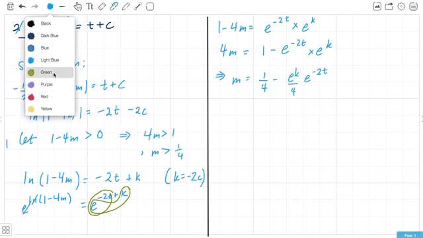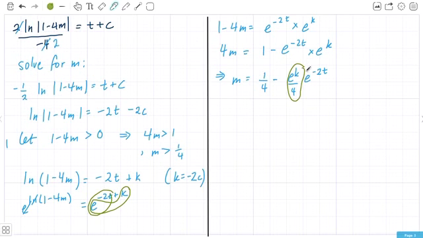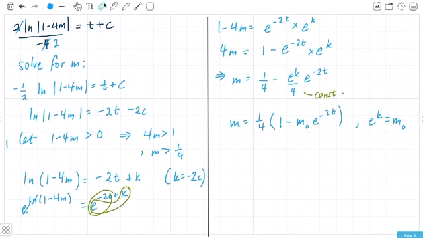Just to make this a nicer looking solution, I know that this is all a constant, so I'm just going to relabel that. So this is going to be m equals 1 quarter outside of 1 minus, I would factor out the 1 quarter. I'll just call e to the k m naught, for initial m, where e to the k equals m naught. So I've just relabeled the e to the k, because a quarter is a nice common factor.